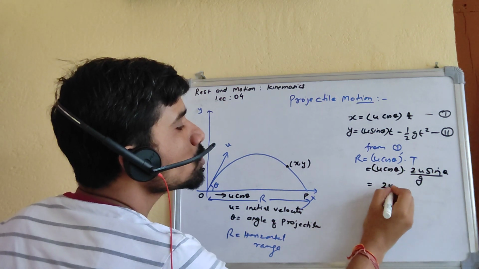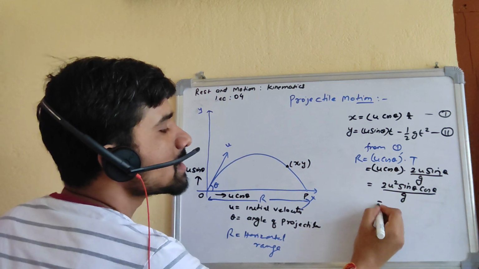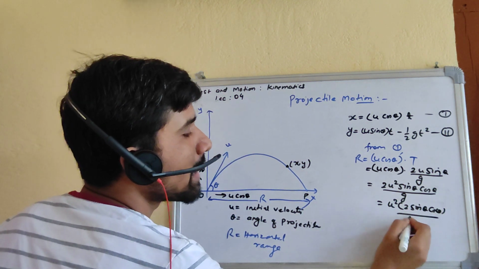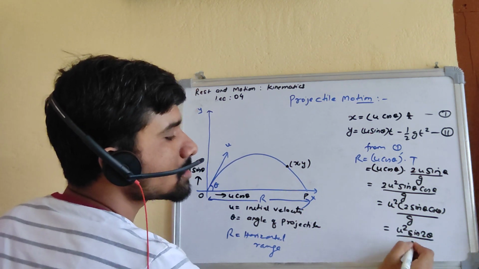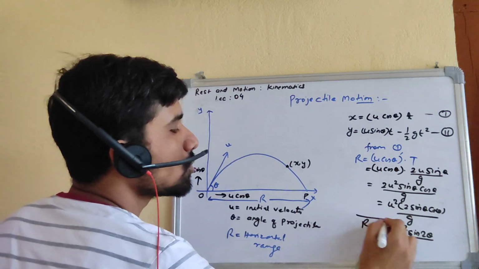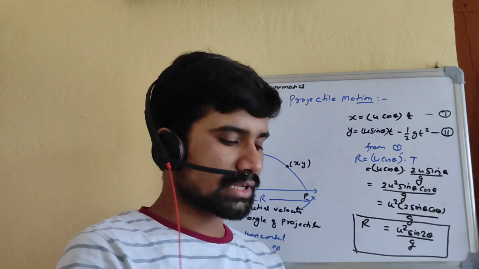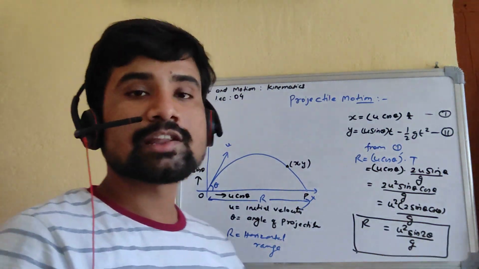This becomes 2u square sin theta cos theta by g. This becomes u square 2 sin theta cos theta by g. And 2 sin theta cos theta, if you have studied trigonometric ratios of multiple angles, this becomes sine 2 theta. So u square sine 2 theta by g, and range is given by u square sine 2 theta by g. So range is dependent only on my initial velocity and the angle of projection.